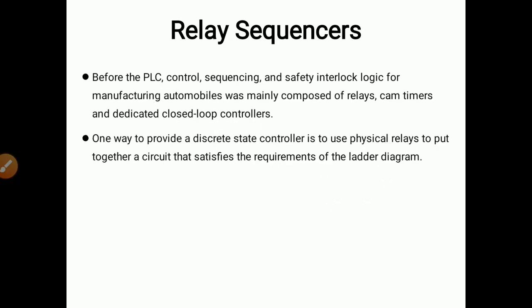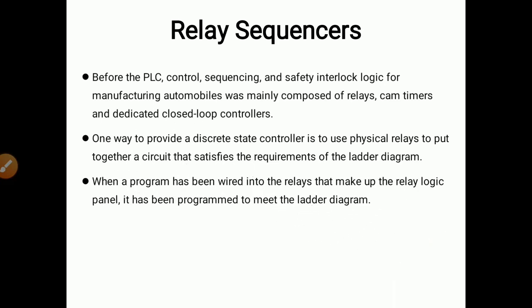One way to provide a discrete state controller is to use physical relays to put together a circuit that satisfies the requirements of the ladder diagram. We are using physical relays to put together a circuit that satisfies the requirements of the ladder diagram. When a program has been wired into relays that make up the relay logic panel, it has been programmed to meet the ladder diagram. So wiring was used with the help of relays to make the relay logic panel, and like this relay sequencers were used previously.